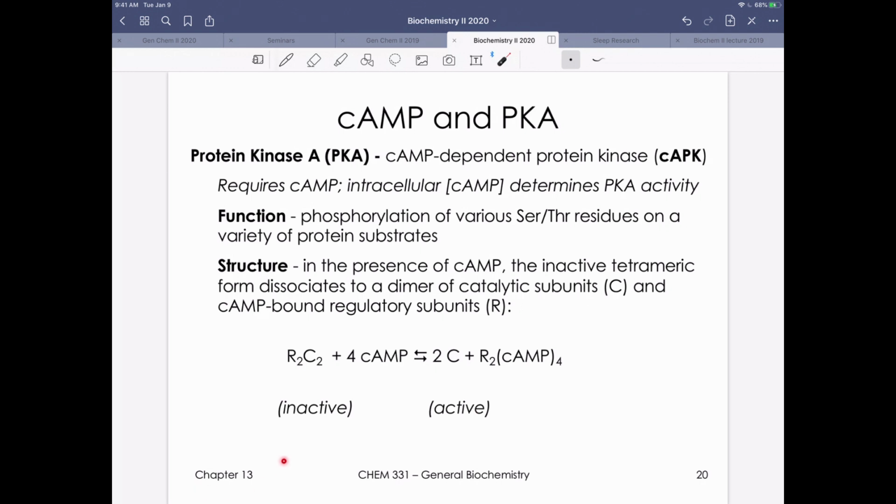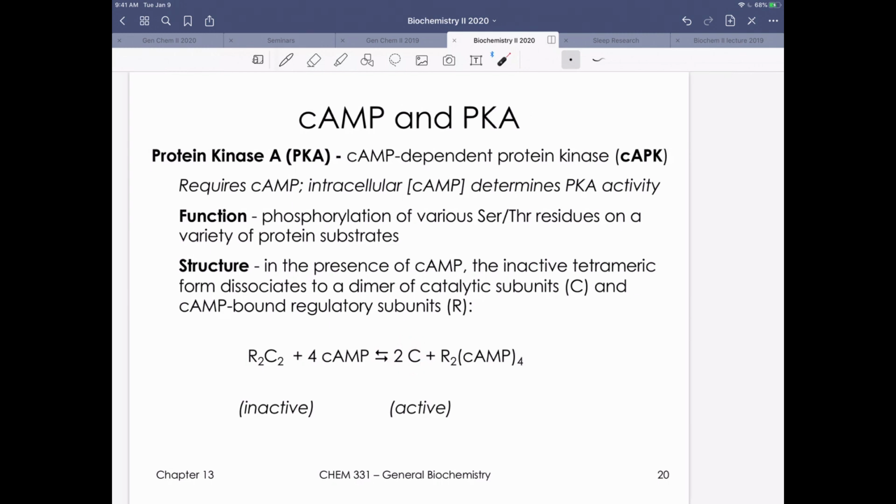Reviewing another enzyme that we studied, this time in chapter 13, we learned about PKA. Remember, this is the enzyme that toggles between an inactive tetramer, with regulatory and catalytic subunits, and it's regulated by cyclic AMP. PKA is called protein kinase A, but it's also called CAPK, which means cyclic AMP dependent protein kinase. When we have increased levels of cyclic AMP, that binds to the regulatory subunits. The regulatory subunits then dissociate from the catalytic subunits. Those free catalytic subunits can now do their phosphorylation chemistry.